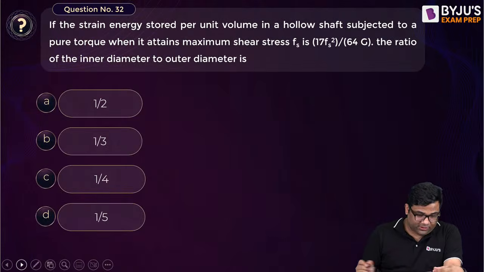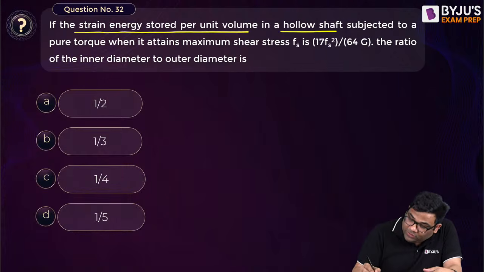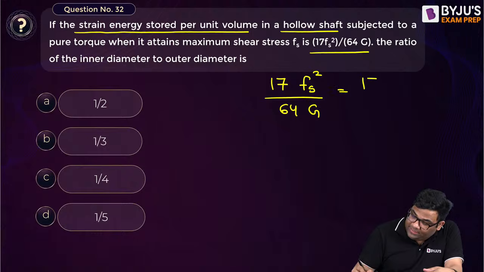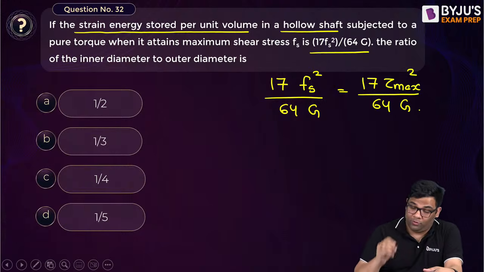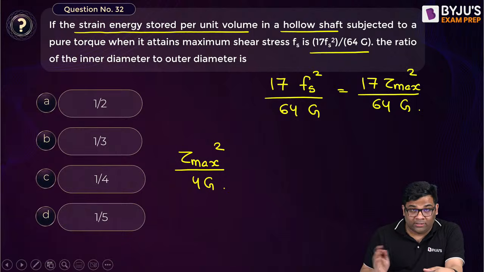Next question, question 32. If the strain energy is stored in a unit volume of shaft, the strain energy per unit volume in a hollow shaft is given as 17 maximum shear stress square divided by 64 G. Now what is the general formula for strain energy per unit volume? This is tau max square by 4G, and this is for a solid shaft.